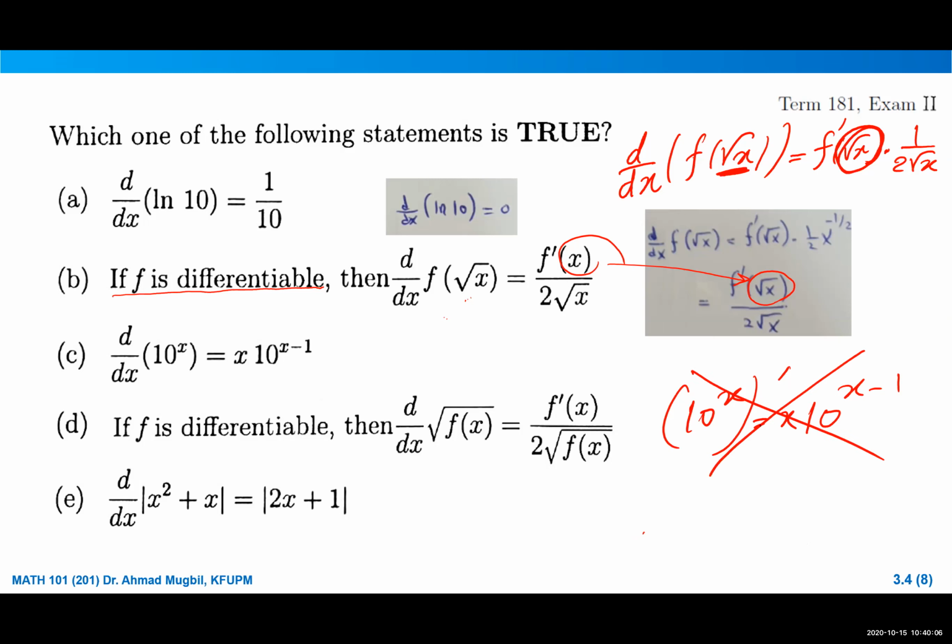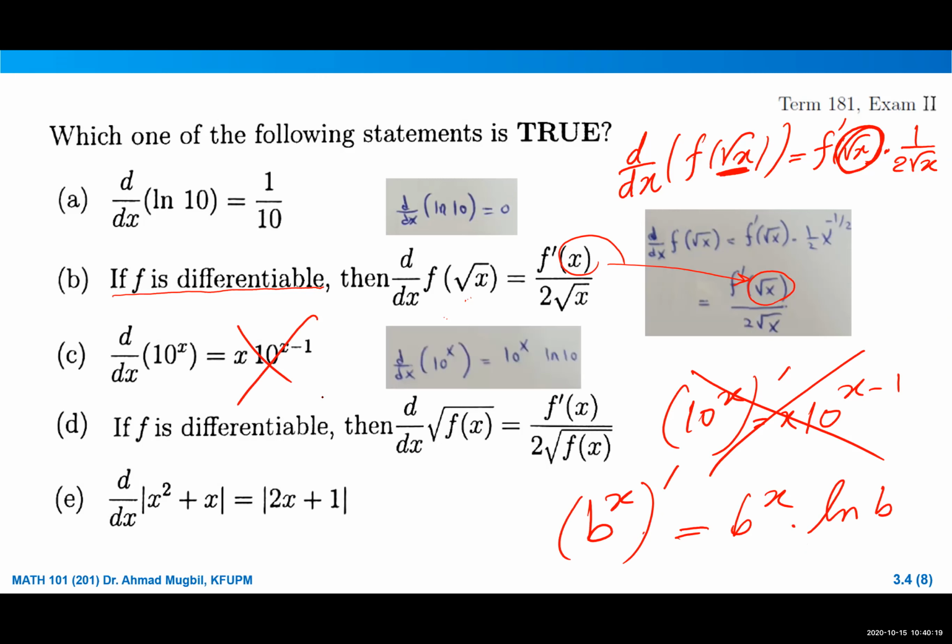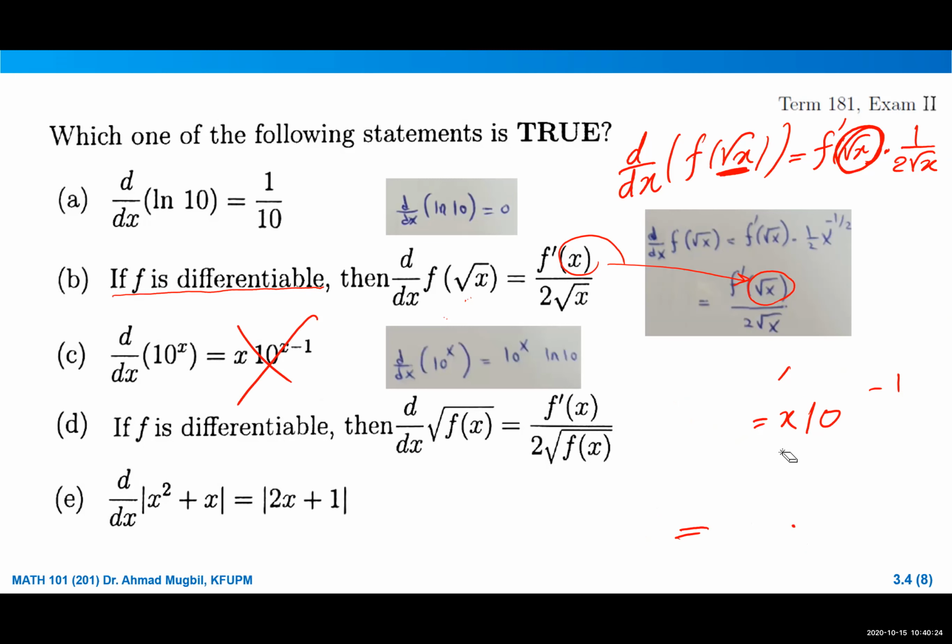This is an exponential function. What is the derivative of b to the power x, ya shabab? B to the power x times ln b. But this is not true. What is true is that the derivative of 10 to the power x is 10 to the power x ln 10. The exponential function derivative.